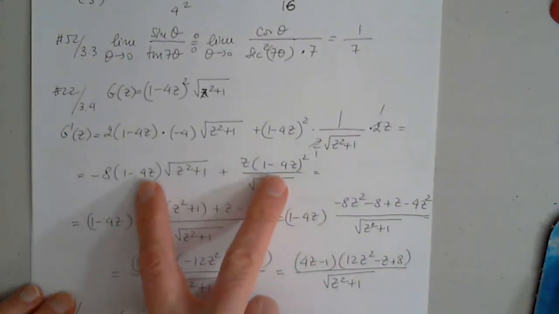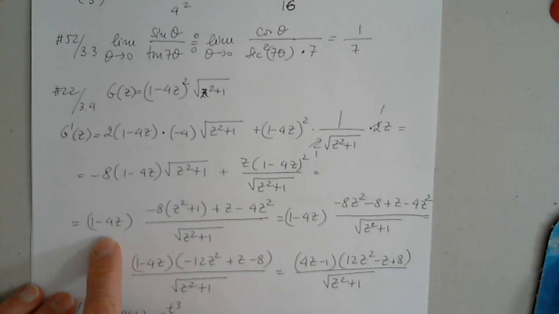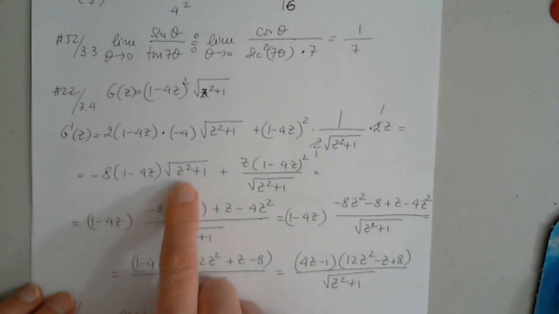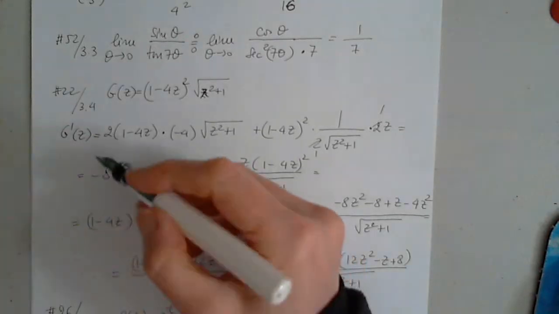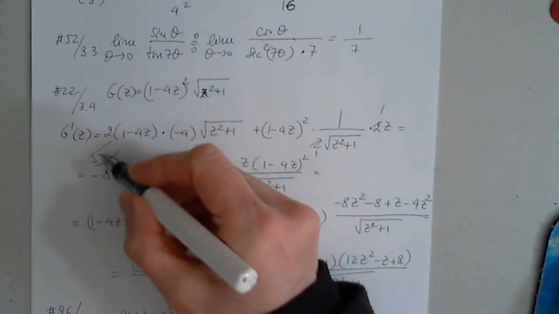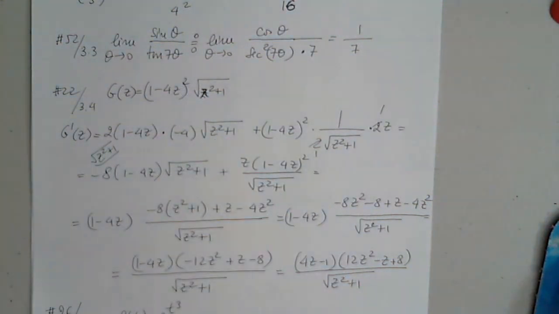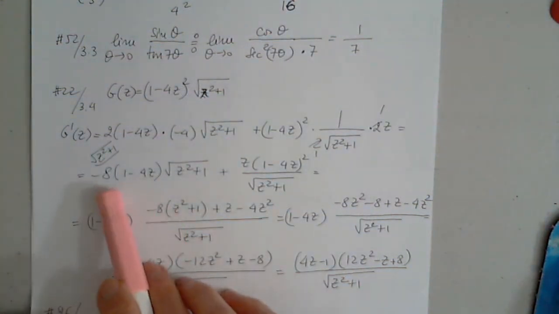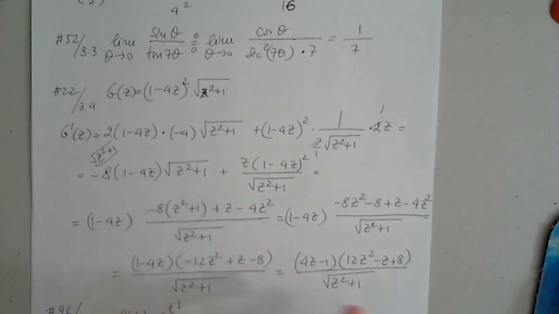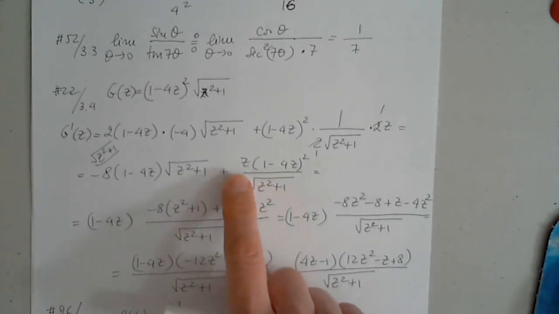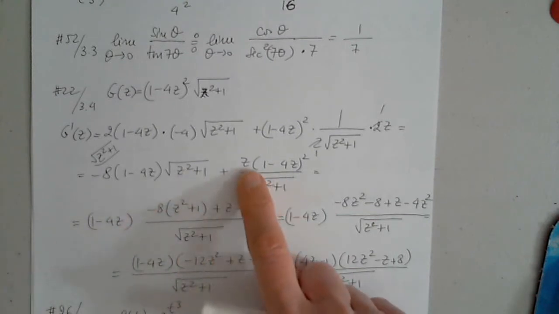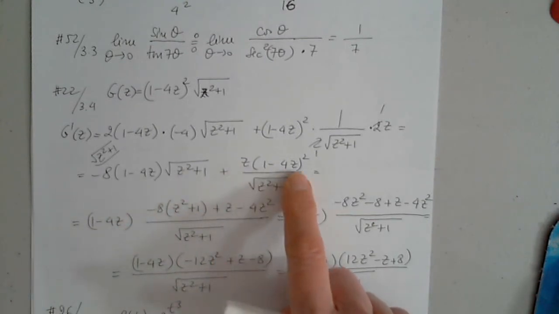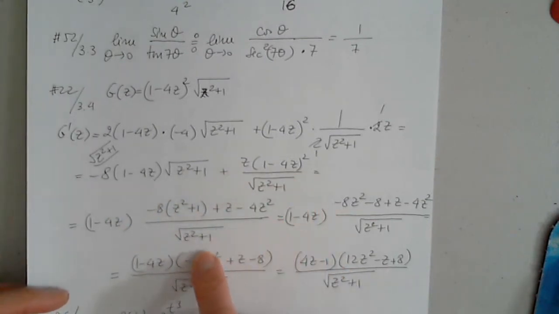I factor out 1 minus 4z from both. So then we have -8 multiplied by the square root, but I also find the least common denominator and I multiply the numerator by the square root of z squared plus 1. So that's how I got -8 times (z squared plus 1) plus z distributed here plus, because one of them is out, so z times 1 and z times -4z squared, over the denominator.